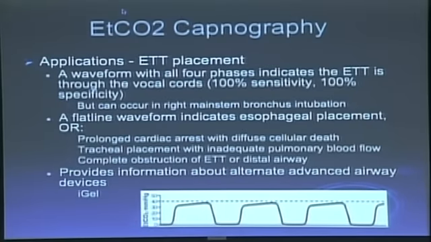Now, if you have a waveform with all those phases, a full waveform, not just something that goes like this, a little blip, that indicates your ET tube is through the vocal cords. And I want you to start making sure that that gets recorded, and then that is downloaded into your chart. So you have to get it on where you can record, not only see it, but record it, so that we have that record.